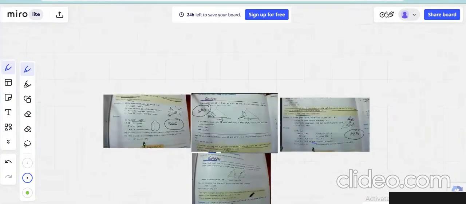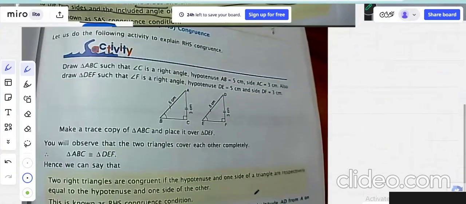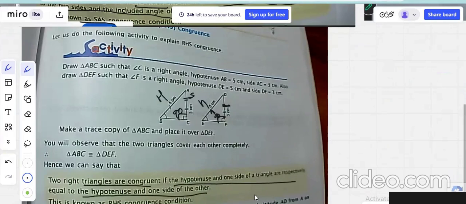Fourth is the RHS congruence. If there is a 90 degree angle, and the hypotenuse and one side of one triangle are respectively equal to the hypotenuse and one side of the other, then the triangles are congruent by RHS congruence. So these are four rules.